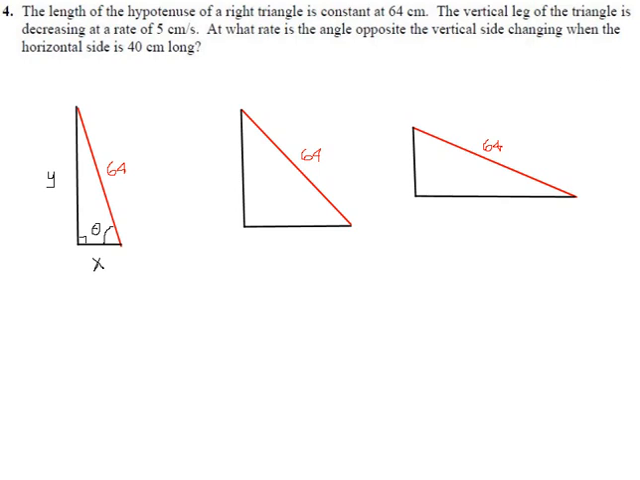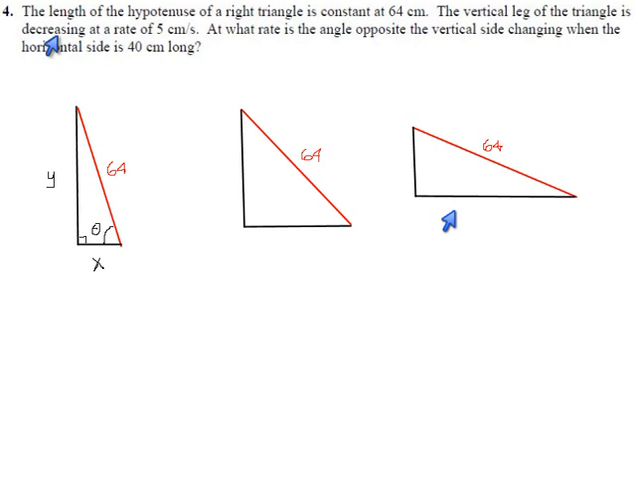Okay, we have a question here involving a right triangle. They're talking about a triangle where the hypotenuse is locked in at 64, so it could be a tall, skinny one like this, a kind of balanced one like this, a low, flat one like this, but always 64 on the long side. The vertical and horizontal sides, which I've called y and x, are changing, so the triangle's kind of morphing from this to this to this as we watch the y getting shorter all the time.